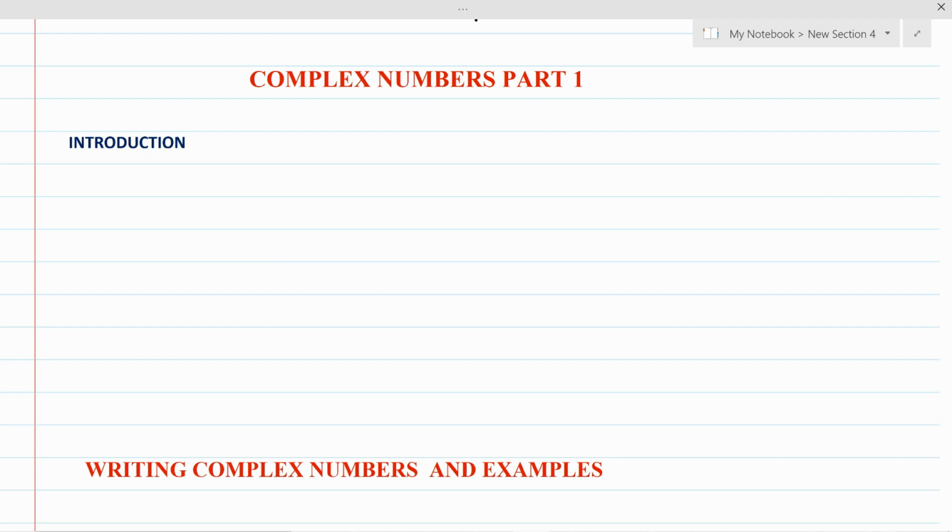Okay, so let's start. Complex numbers. So what brought about complex numbers? Let's take into consideration this quadratic equation. If you have a quadratic equation, say s squared plus 1 is equal to 0. This is a quadratic equation. We are supposed to find and solve for the roots of this quadratic equation. How do I compute the roots?